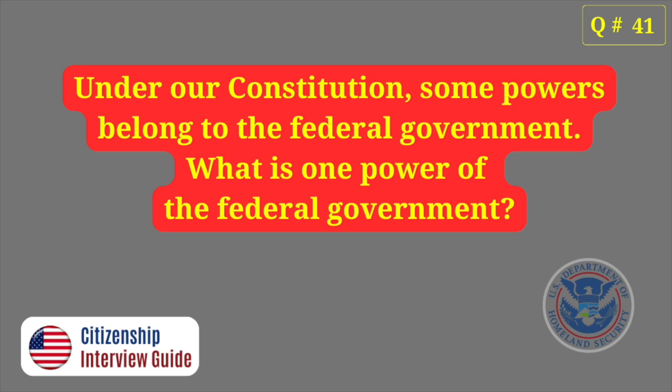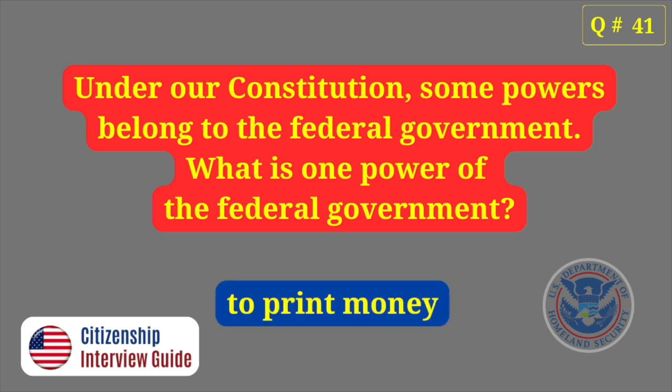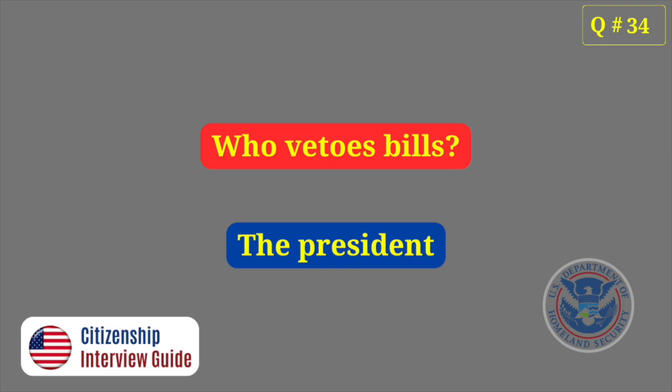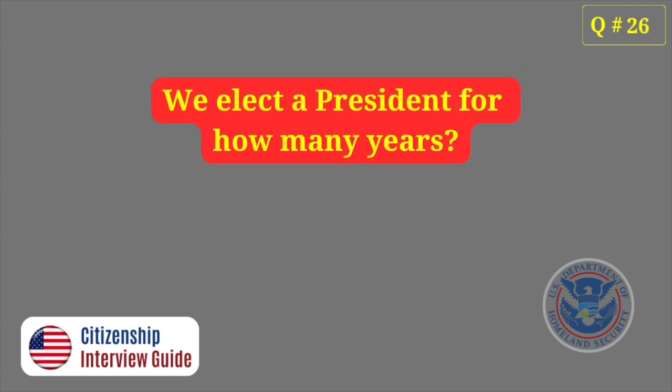Under our Constitution, some powers belong to the federal government. What is one power of the federal government? To print money. Who vetoes bills? The president. We elect a president for how many years? Four.